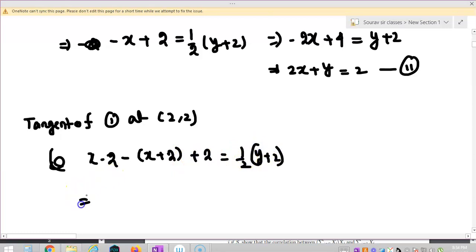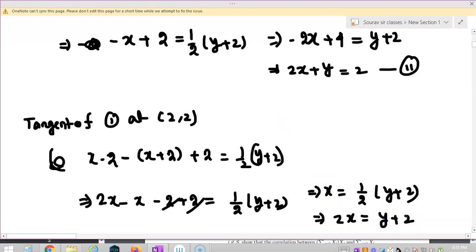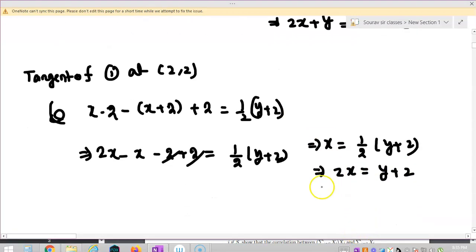So I can say 2x minus x minus 2 plus 2 is equal to half into y plus 2. The 2s cancel out, so x is equal to half into y plus 2. So I can say 2x is equal to y plus 2, and the equation of tangent is 2x minus y is equal to 2. This is our equation 3.